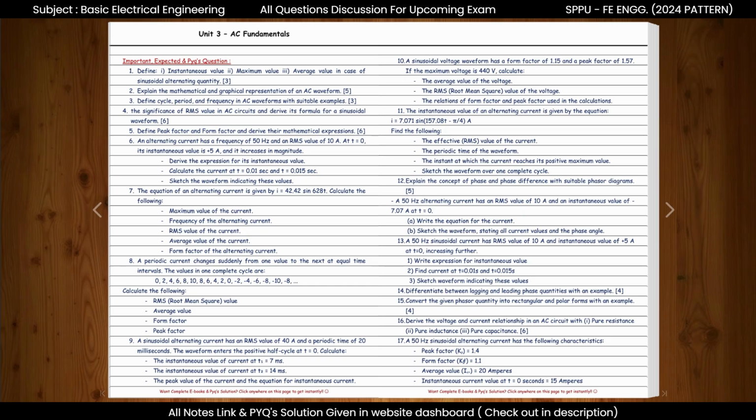That's all for today's session. These are the most important and expected questions from this unit. Make sure to understand these concepts thoroughly and practice the related numerical problems so you feel fully confident for your semester exams.